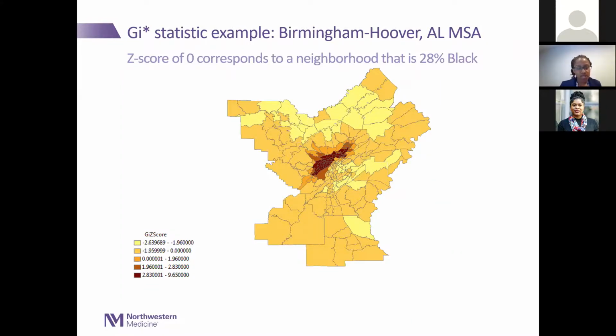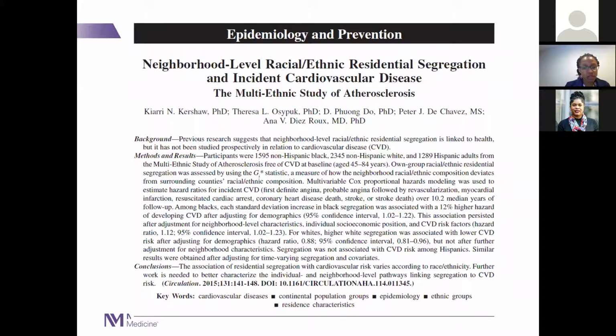I'll show you a couple of studies that we've done. This first one is using data from the Multi-Ethnic Study of Atherosclerosis. This is a study of adults who were 45 to 84 years old at baseline, which was in 2000. They recruited Black, white, Hispanic, and Chinese Americans into the study. This analysis focuses on non-Hispanic Black, non-Hispanic white, and Hispanic adults, and the participants were followed for a median of 10 years.